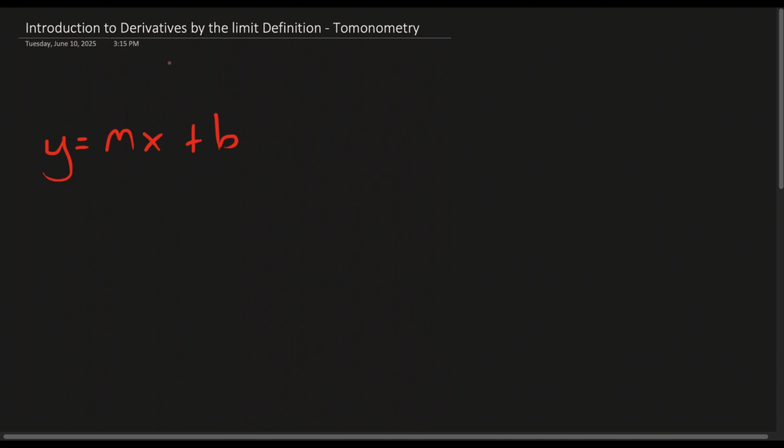Today we'll be doing a quick introduction to derivatives by their limit definition. So we're going to work through a derivation of the formula, but first I wanted to revisit the slope-intercept formula, which we may have learned in middle school or maybe beginning of high school. And if we remember correctly, it tells us that the slope of this line at every single point is just equal to m. So if we had something like y equals 4x plus 3, then the slope across all points would be 4.